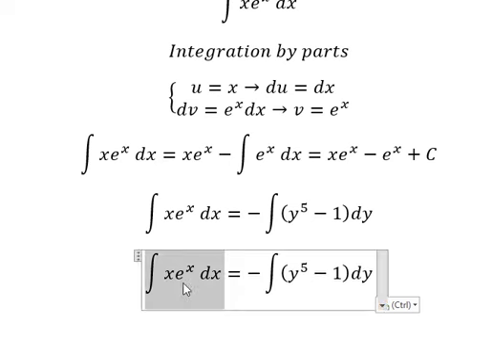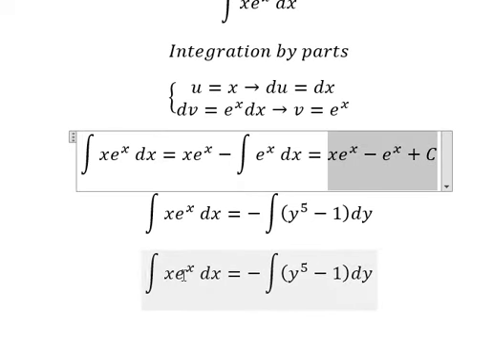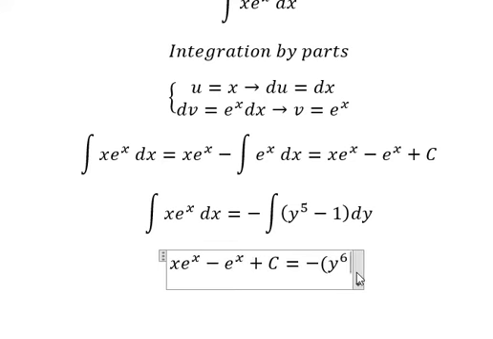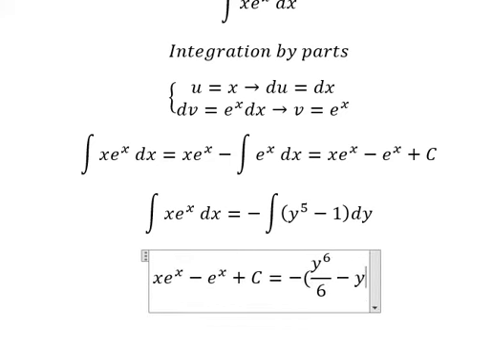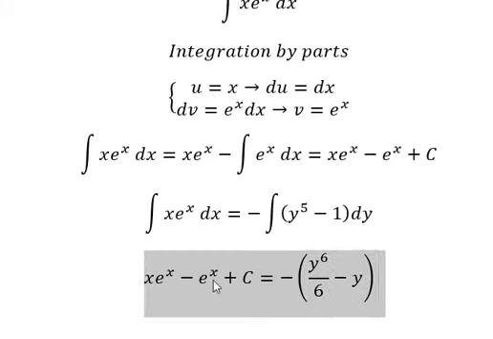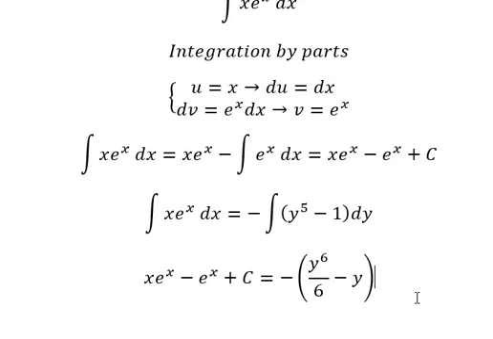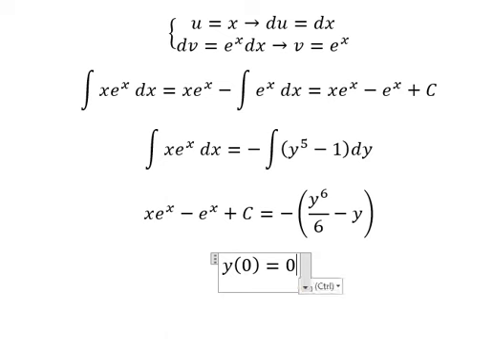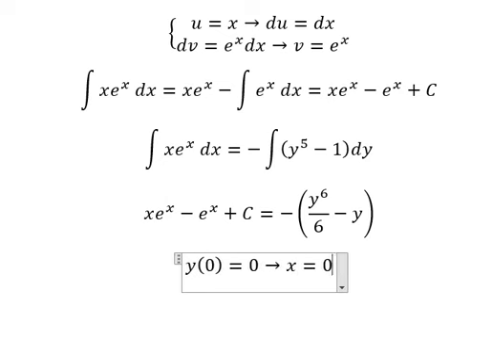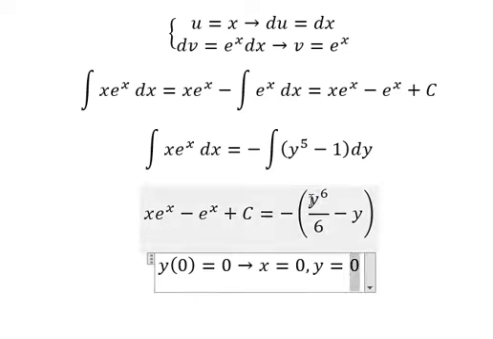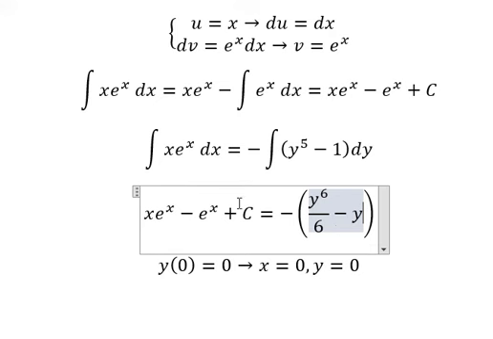The integration of this one, that is about this one. The integration of y to the power of 5, we have y to the power of 6 over 6 minus y. And this is the final answer, but we have the conditions. So that means when s equals number 0, y equals number 0, so we put number 0 here and here, number 0 here and here, to find the value of c.